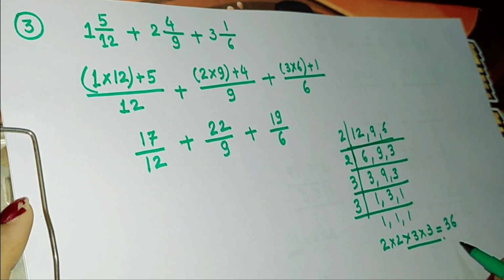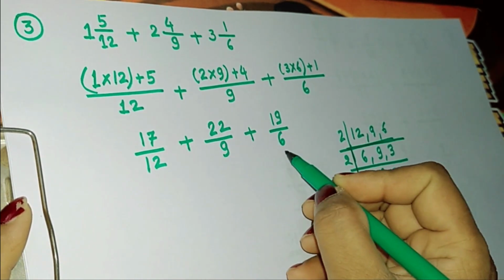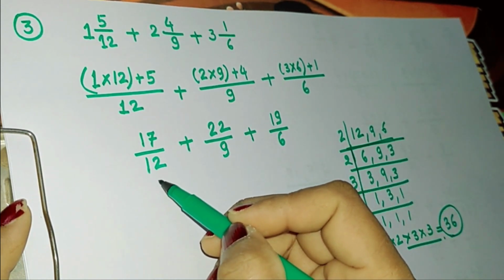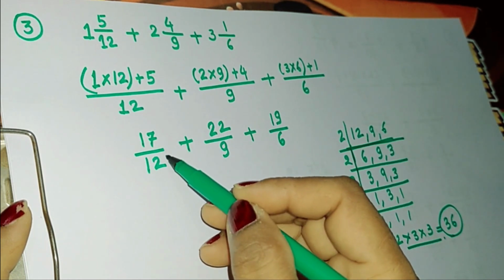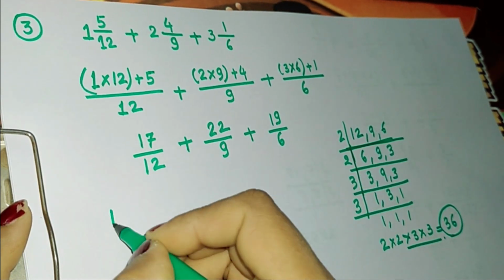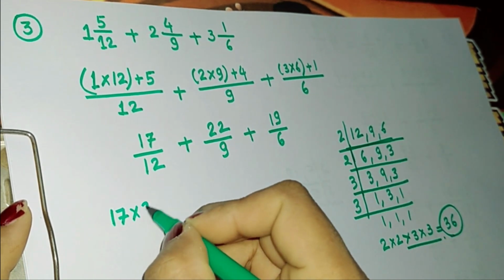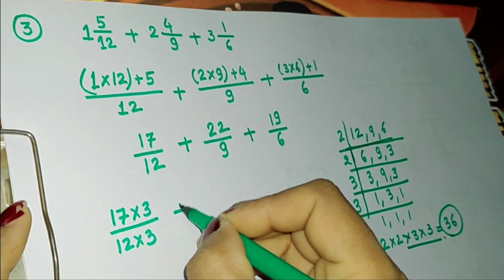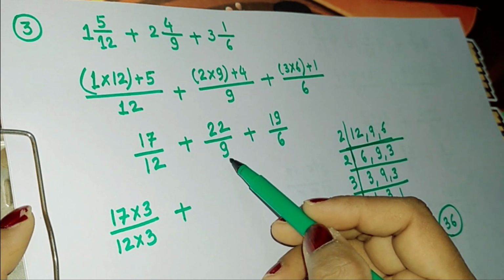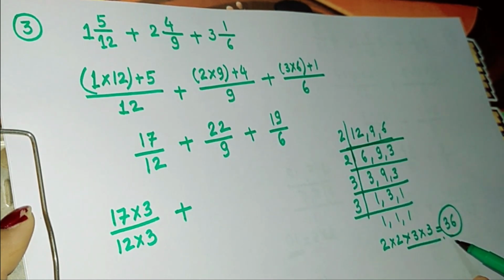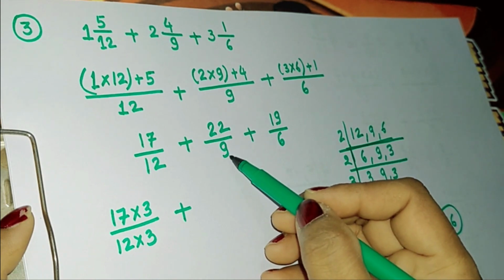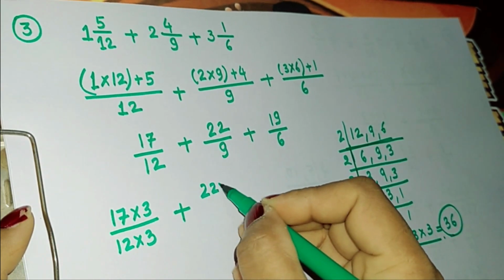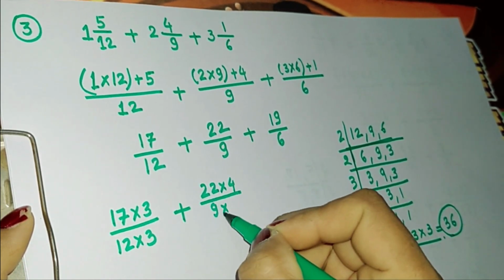It means what we need to do here, we will try to make these three denominators 36. So to make the denominator 36 here, we need to multiply by 3 in both numerator and denominator. So here we will write 17 cross 3 and 12 cross 3. We will write this plus as it is here. Next, again here we need to make the denominator 36 as our LCM is 36. So what we need to do? We need to multiply numerator and denominator by 4 here. So we will write 22 cross 4 and here 9 cross 4.